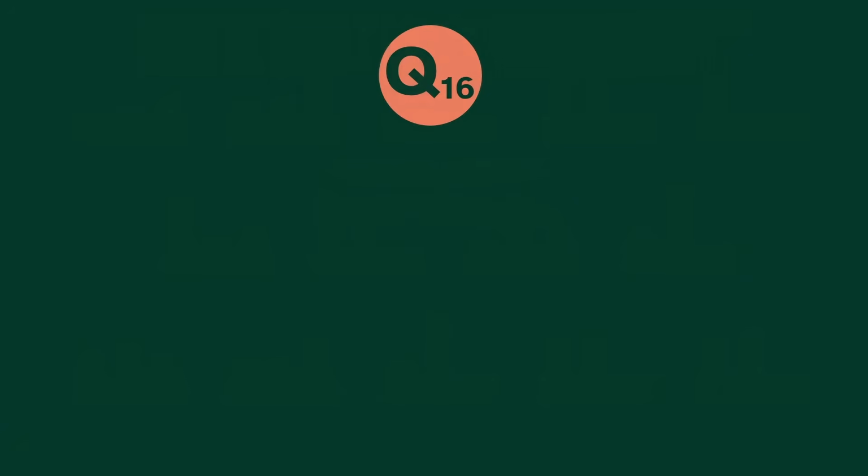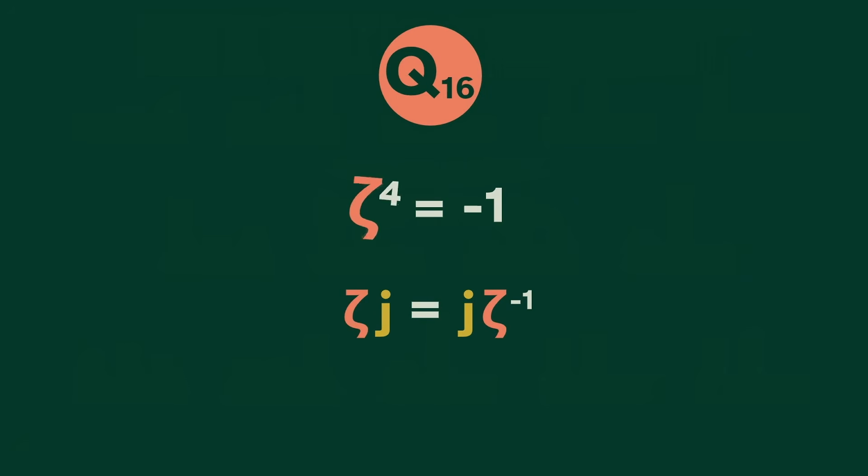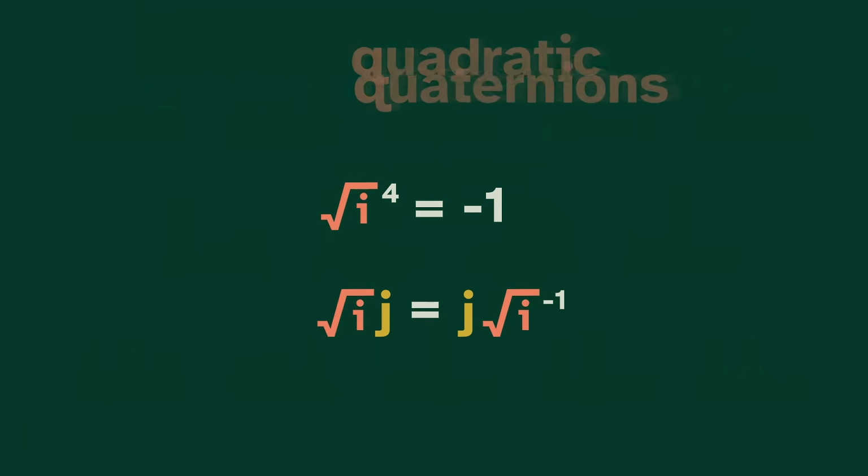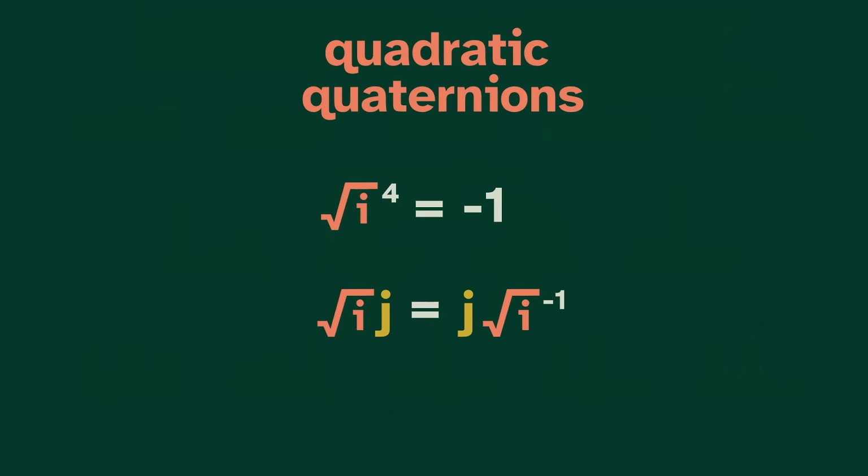We also have Q16, the quaternion group. This one is fun. Zeta to the fourth is -1, so zeta is the square root of i. It's like a quadratic extension of the normal quaternions. It's a QQ. Quadratic quaternions!